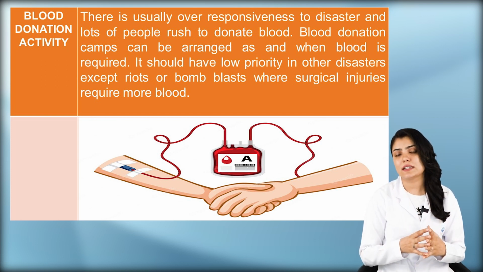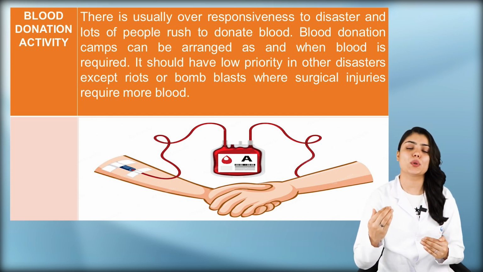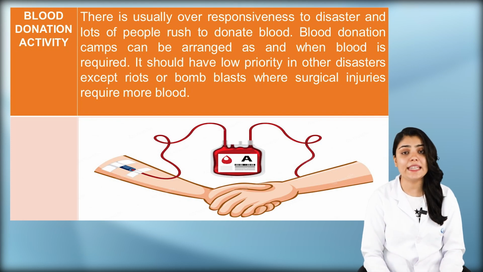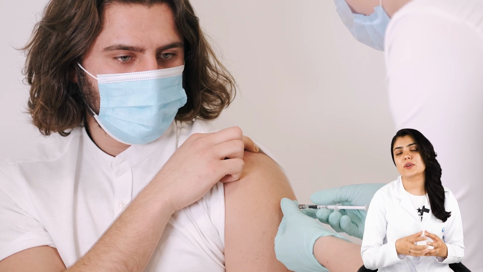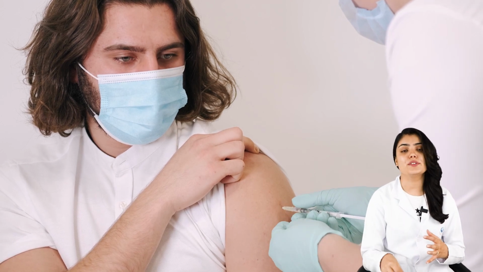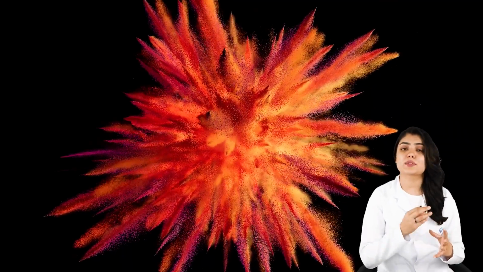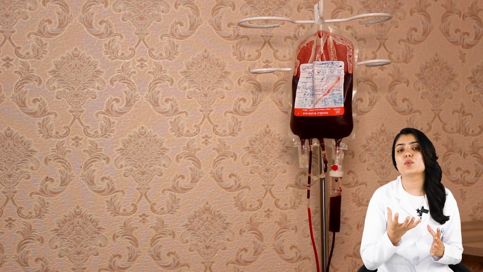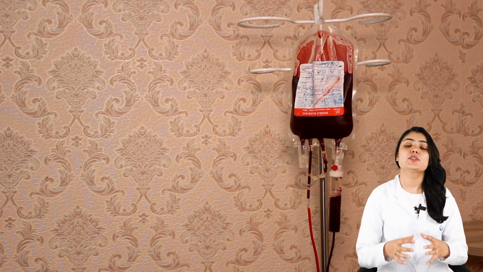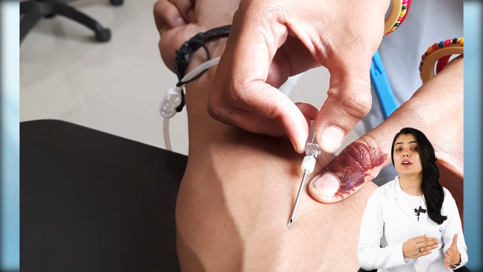The next issue that can be seen is the issues in blood donation. Usually when there is a disaster, we see that a large number of people rush to the hospital in order to donate their blood for the people who are in need. So blood donation camps are to be arranged by the hospital administration as and when it is required. Usually, a large volume of blood is not required unless we have a disaster such as a bomb blast, riots, etc., wherein there will be more surgical injuries which require more blood to revive the patient. So blood donation activities are also to be managed by the hospital administration in a proper way.